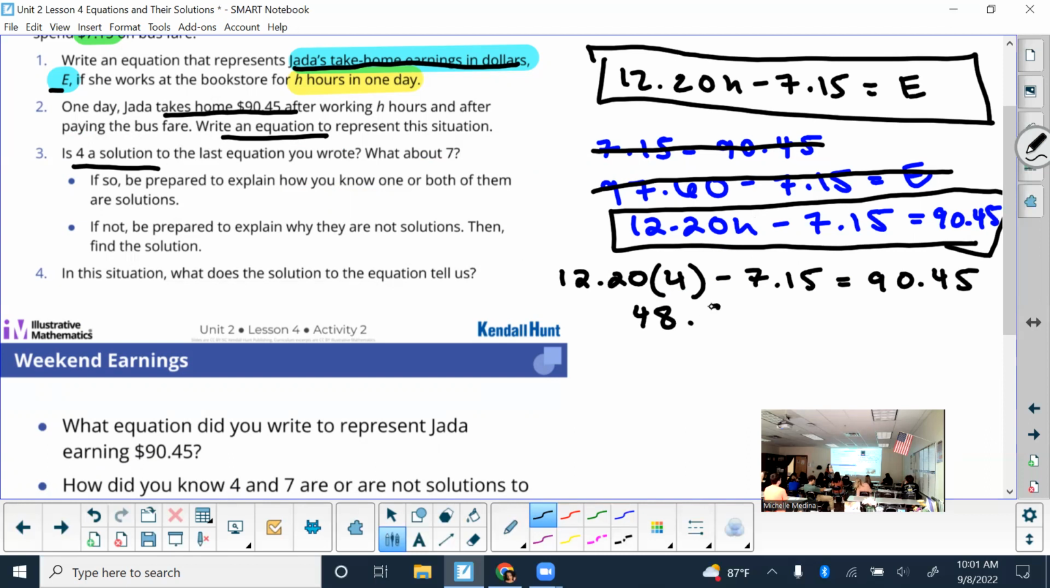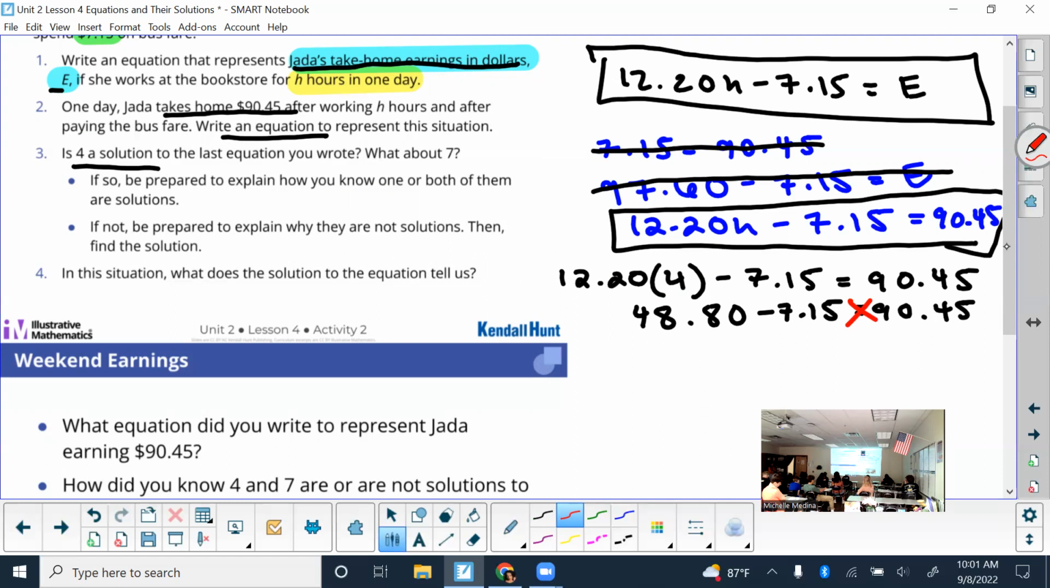48.8, is that before you subtracted or after? So then you still would have to subtract it. But either way, even without doing the subtraction, the number I know would get smaller, right? And would it be equal to the 90.45? No. So that is why 4 is not a solution.